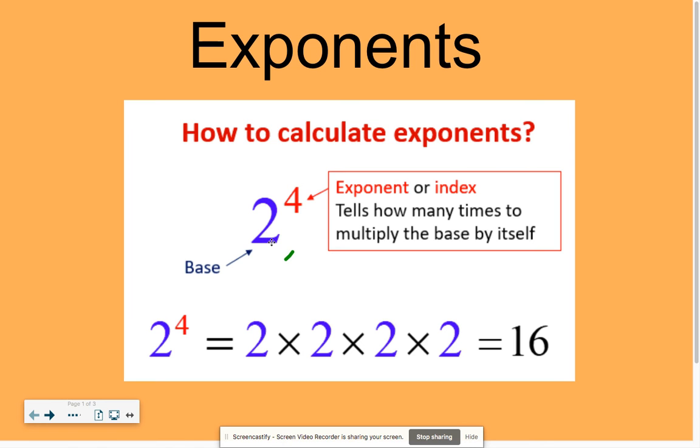So this does not mean 2 times 4. Instead, this means 2 times 2 times 2 times 2. And you would have to go through each of these. 2 times 2 is 4. 4 times 2 is 8. 8 times 2 is 16. And that's how you get your answer. So 2 to the 4th power, which is how we would read this, is really 2 times 2 times 2 times 2, and we get 16 as an answer.